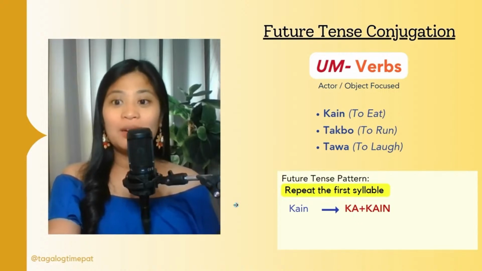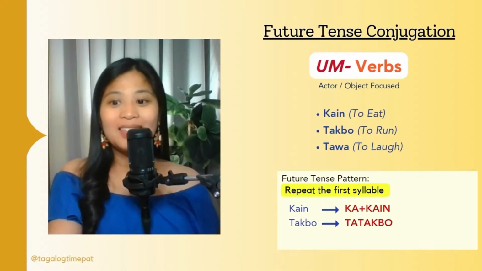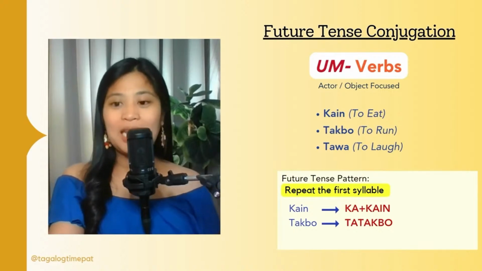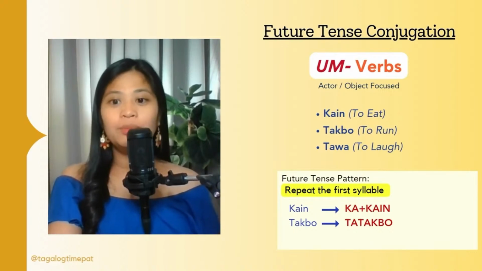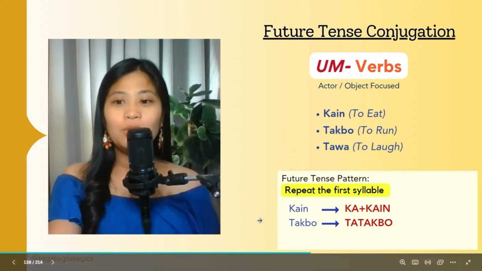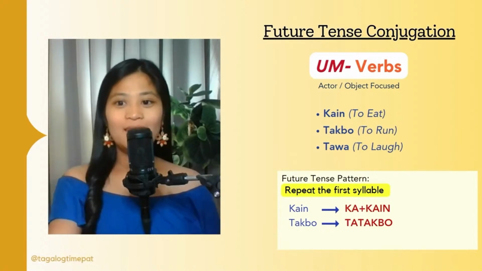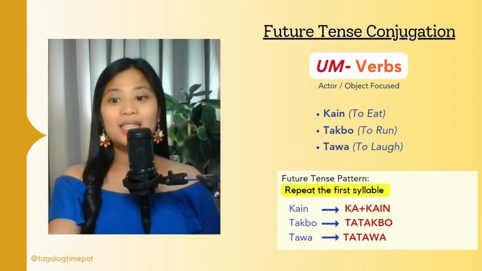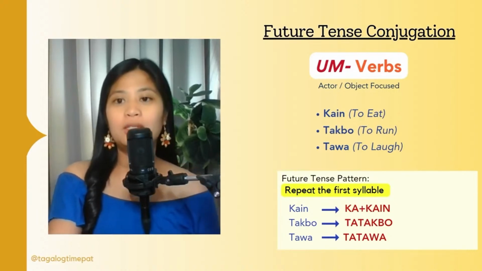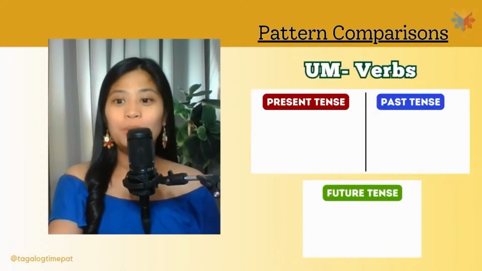So let's take a look at takbo, which means to run. Takbo in the future tense becomes tatakbo. Tatakbo sila, they will run. Again, you're just repeating the first syllable. You give it a try. What do you think tawa, to laugh, will be in the future tense? All right, tawa will be tatawa. Tatawa sila, they will laugh. So you're just repeating the first syllable for the future tense conjugation of um verbs. Very interesting. They just dropped the um altogether.